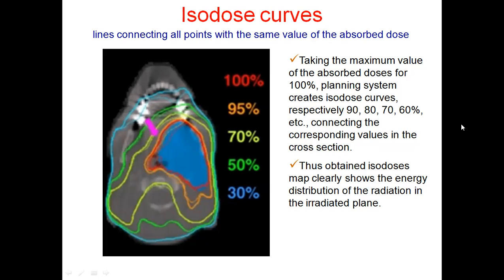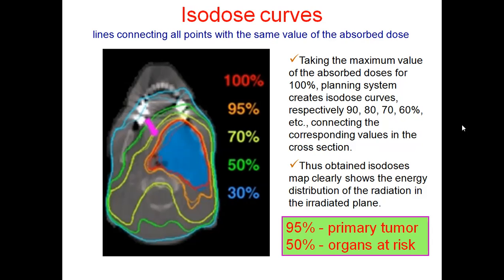Isodose curves are lines connecting all points with the same value of the absorbed dose. Taking the maximum value of the absorbed dose as 100%, the planning system creates isodose curves, respectively 90, 80, 70, 60 percent, and so on, connecting the corresponding values in the cross sections.